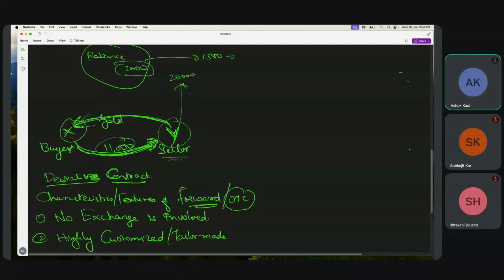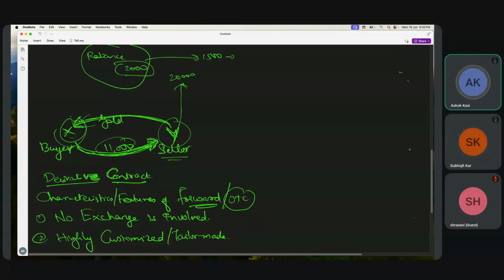What is the worth of gold in the market? 20,000. So who is gaining and who is losing here? The buyer is gaining, because the market price is high right now and he's buying at low. He's buying at 11,000 and the market price is 20,000 right now. So he's in profit, right? Buyer is in profit.